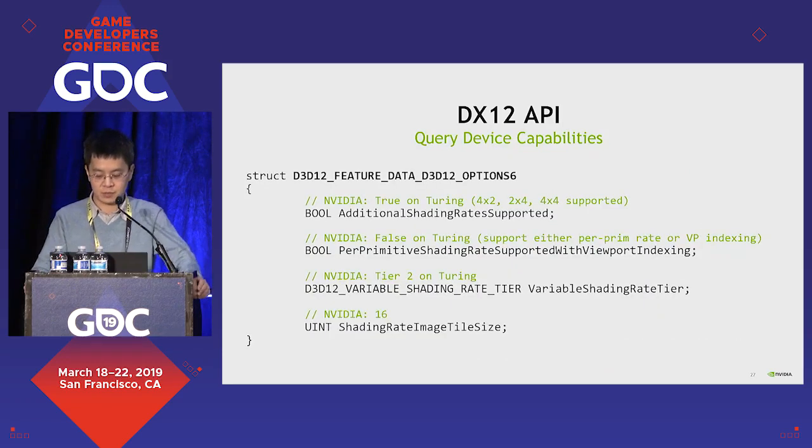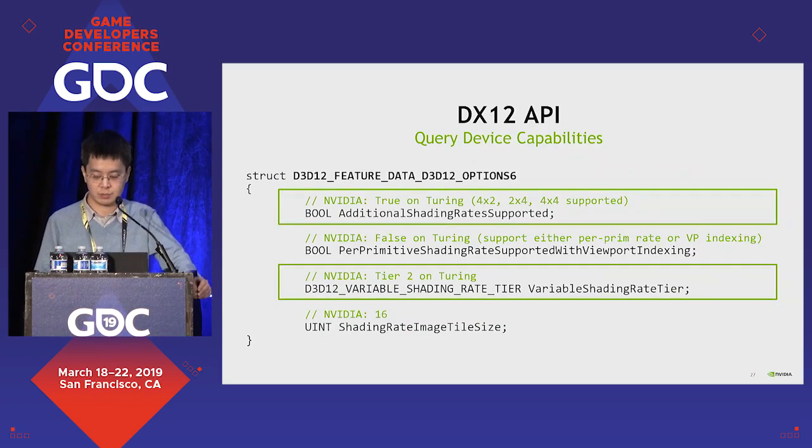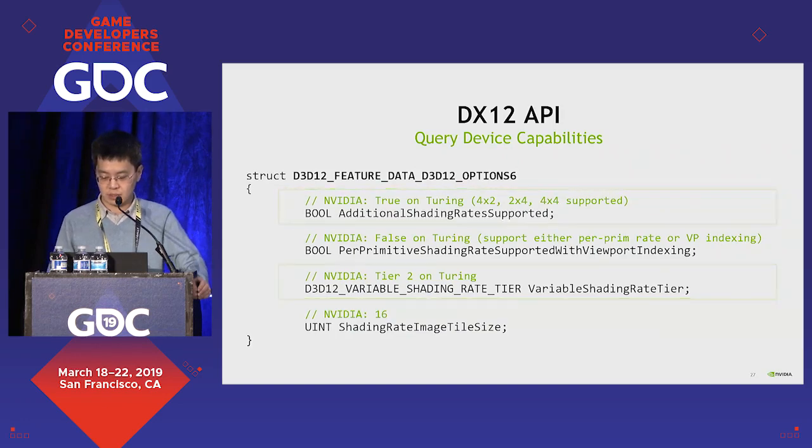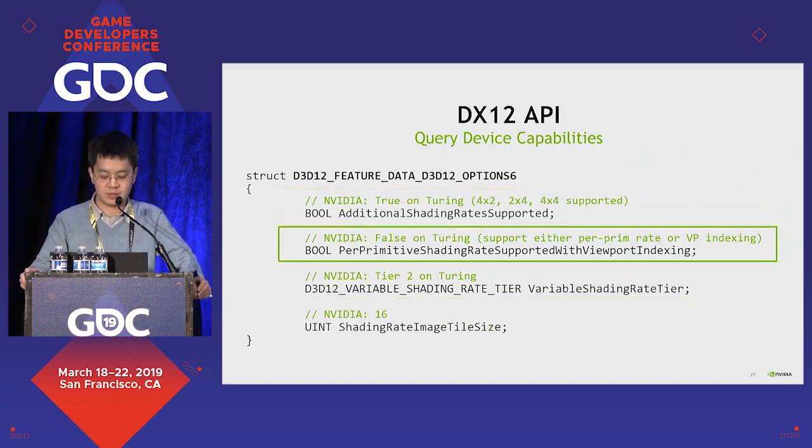Here's the result if you query VRS support on Turing GPUs. We support tier 2, which allows primitive and image-based shading rates, plus a few additional features. And we support either primitive shading rate or viewport indexing with image-based shading rate, but not both at the same time, because this is rarely needed for the applications we considered.